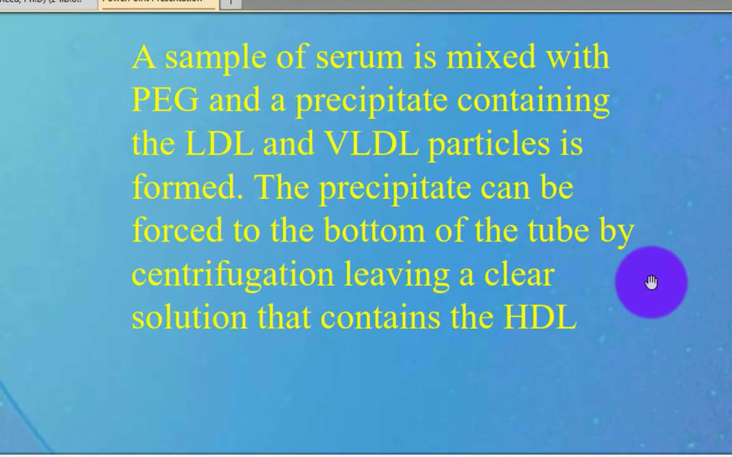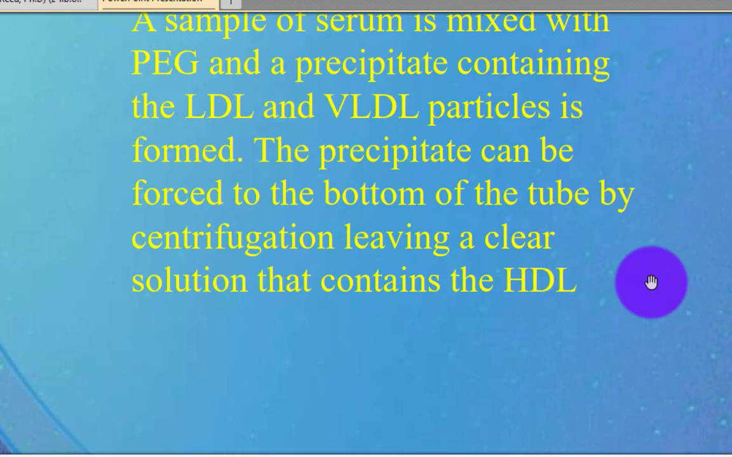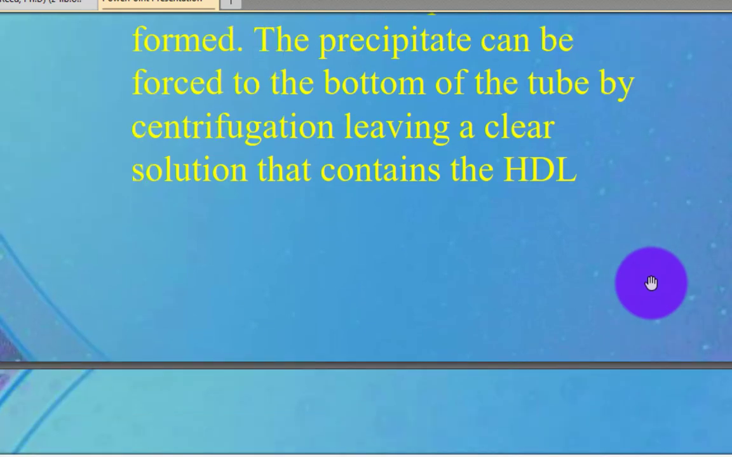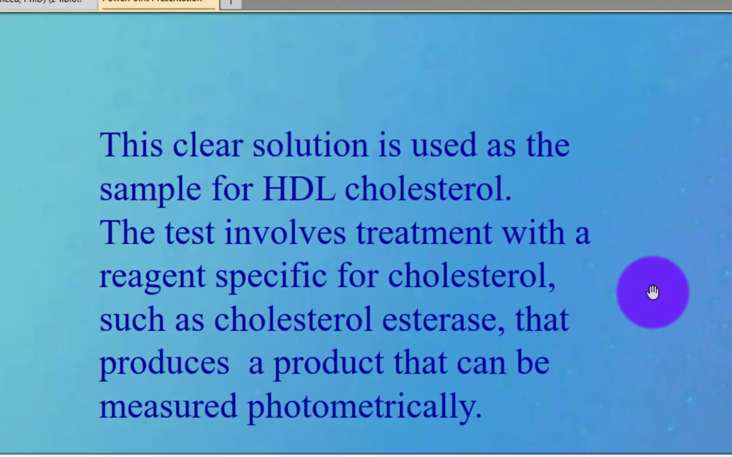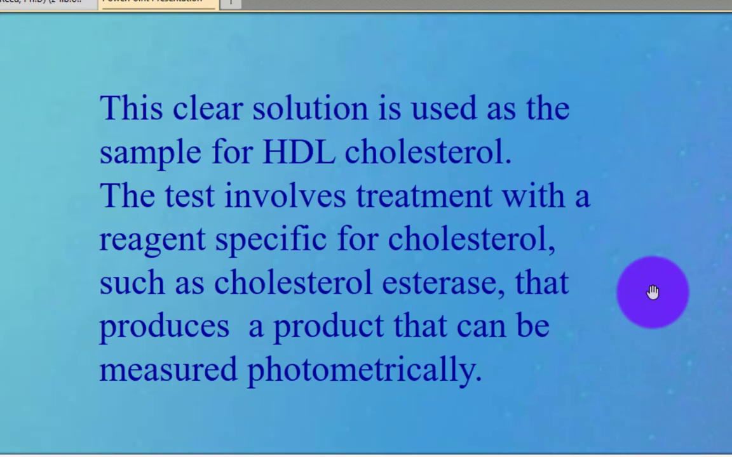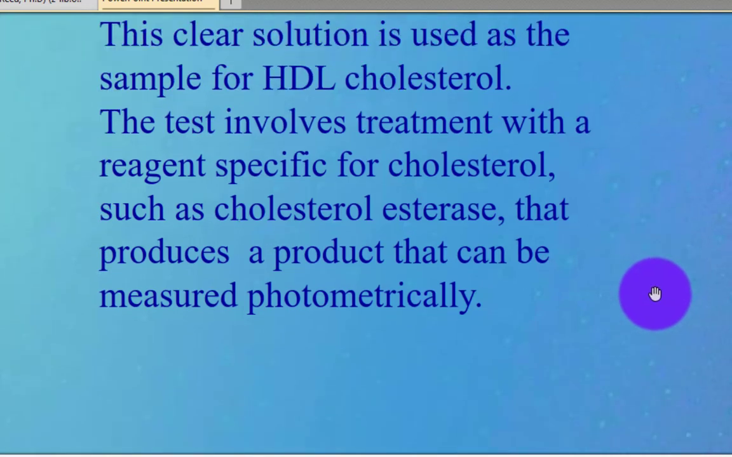A sample of serum is mixed with PEG and a precipitate containing the LDL and VLDL particles forms. The precipitate can be forced to the bottom of the tube by centrifugation, leaving a clear solution that contains the HDL. The clear solution is used as a sample for HDL cholesterol. The test involves treatment with reagents specific for cholesterol, such as cholesterol esterase, that produce a product that can be measured photometrically.